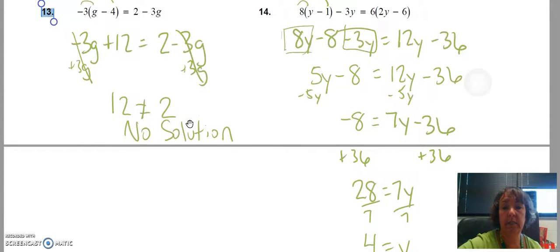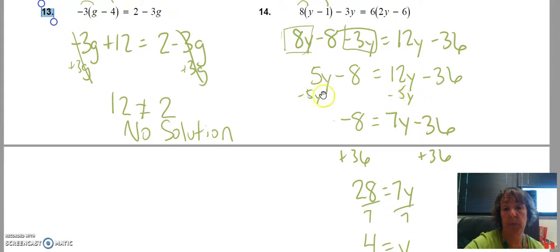On 14, distribute. Make sure you distribute evenly. The negative 3y drops down. Distribute on this side as well. Combine like terms. Since there are two y terms on this side, put those together. Okay, now we've got no like terms over here any longer. No like terms over here. So now we've got variables on both sides.